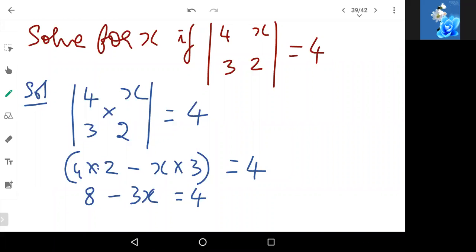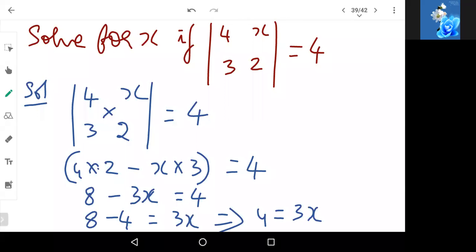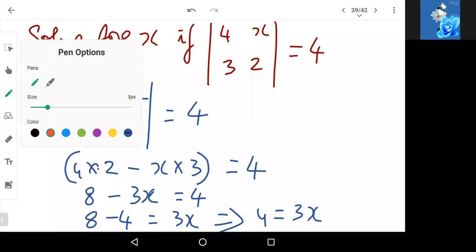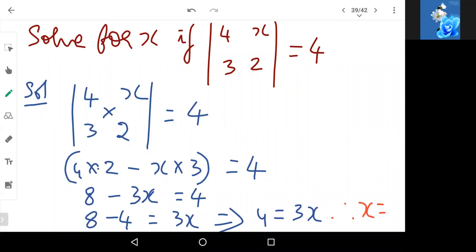Here we will interchange the sides. I'll take 3x to the other side. 8 minus 4 is equal to 3x. 8 minus 4 is 4, so 4 is equal to 3x. Therefore, x is equal to 4 by 3. That's all. Correct answers. Very good. So x is equal to 4 by 3.